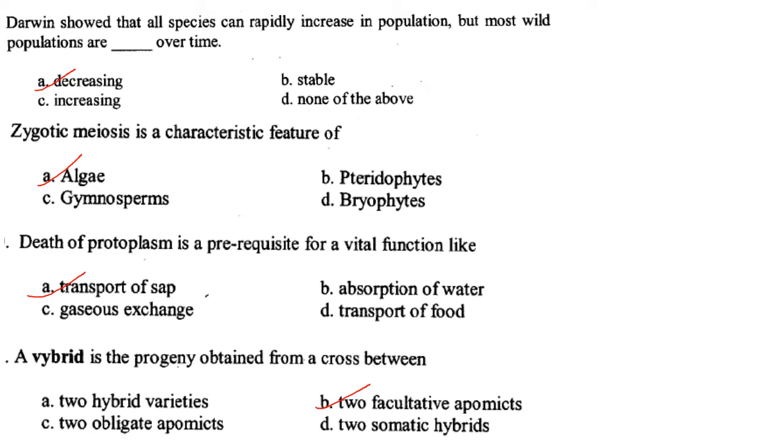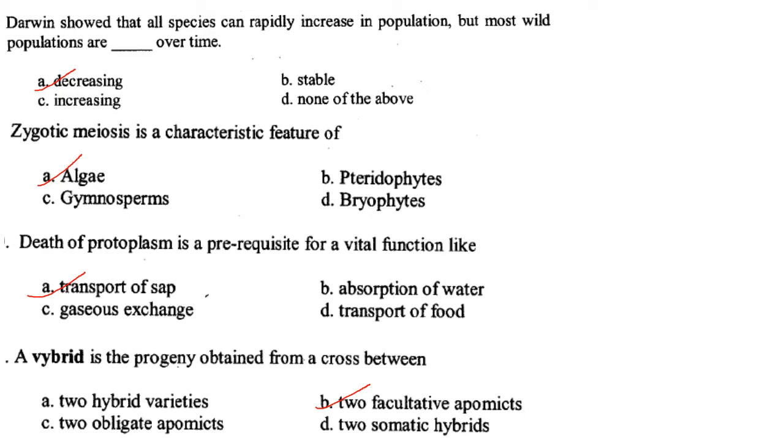Then zygotic meiosis is a characteristic feature of. So in zygotic meiosis, meiotic division happens in zygote, resulting in the development of haploid cells or haploid individuals. So zygotic meiosis is represented in the haplontic life cycle of many algae, that is including Chlamydomonas. So answer is zygotic meiosis is a characteristic feature of algae. Answer is option A. Death of protoplasm is prerequisite for the vital function like. So death of protoplasm is prerequisite for vital function like in the case of transport of sap. Okay, so answer is option A.